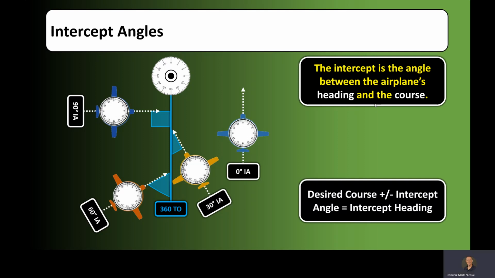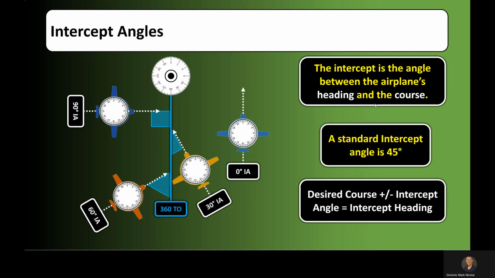So it's important to get that concept down. When you're thinking about intercepting a course, we sometimes think about distance from the station, and we sometimes think about how many degrees off the course line I already am. The closer I am to a station, the smaller my intercept should be. The farther away, the bigger the intercept should be. But I also have to think about the wind. Is the wind pushing me on course, or is the wind keeping me away from course? You've got to think about these different concepts.